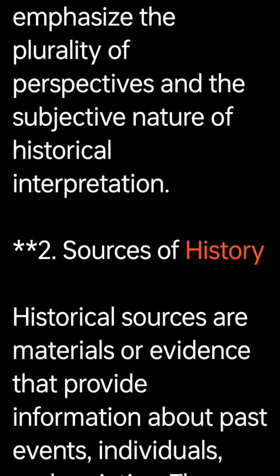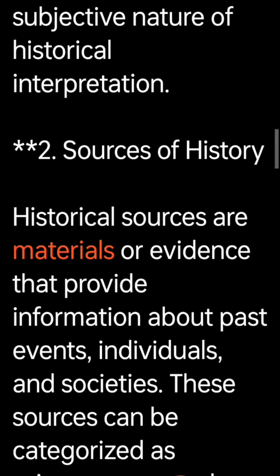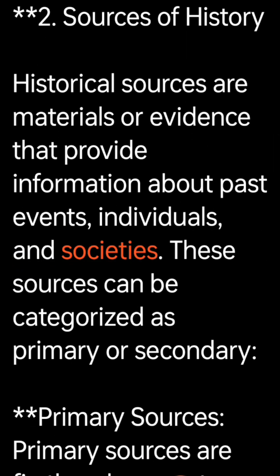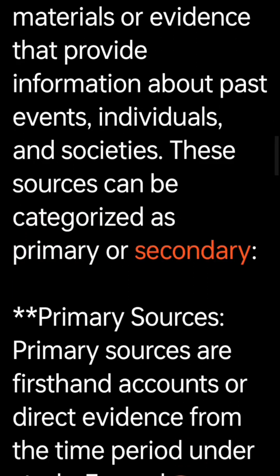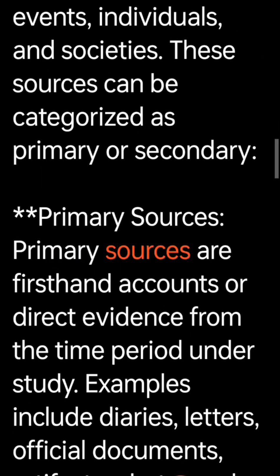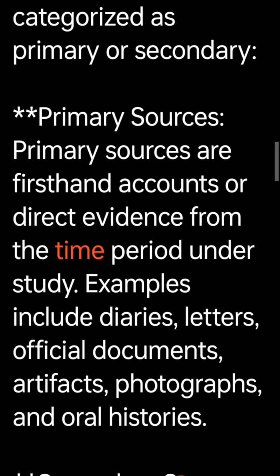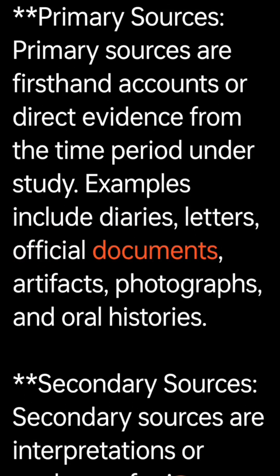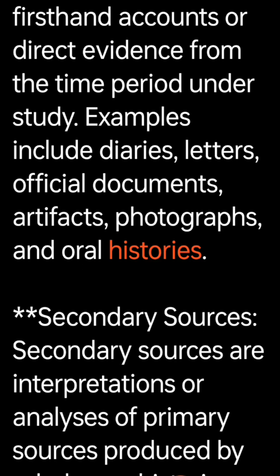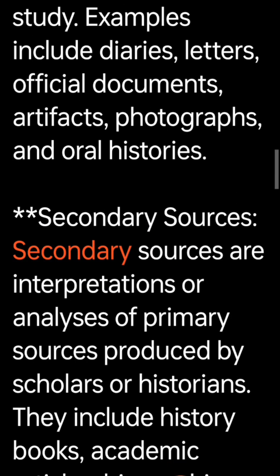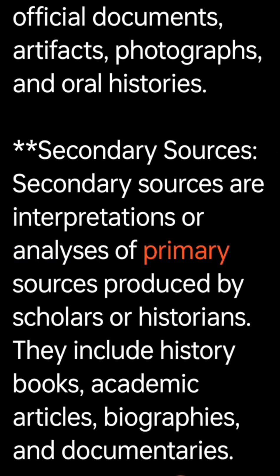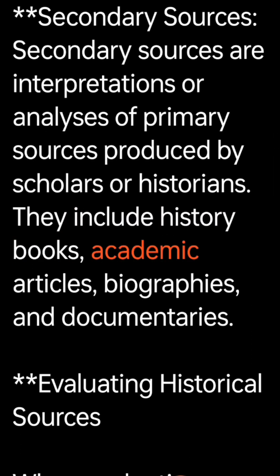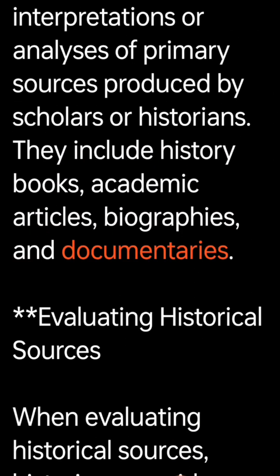2. Sources of history. Historical sources are materials or evidence that provide information about past events, individuals, and societies. These sources can be categorized as primary or secondary. Primary sources. Primary sources are first-hand accounts or direct evidence from the time period under study. Examples include diaries, letters, official documents, artifacts, photographs, and oral histories. Secondary sources. Secondary sources are interpretations or analyses of primary sources produced by scholars or historians. They include history books, academic articles, biographies, and documentaries.